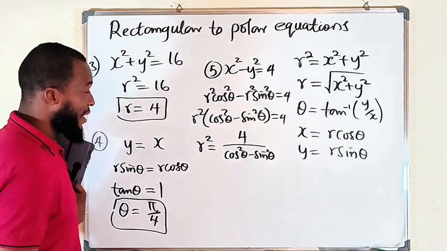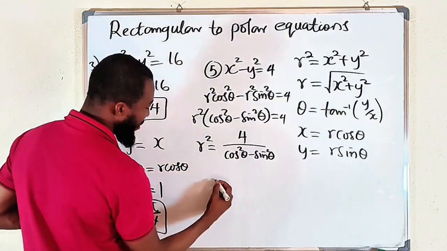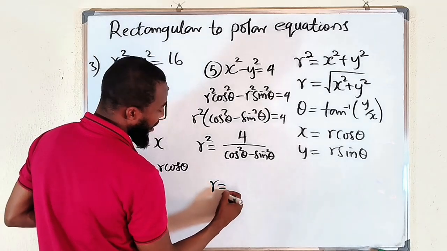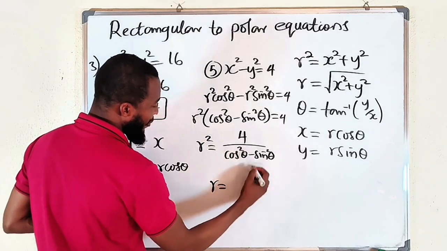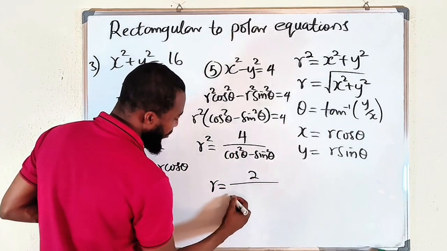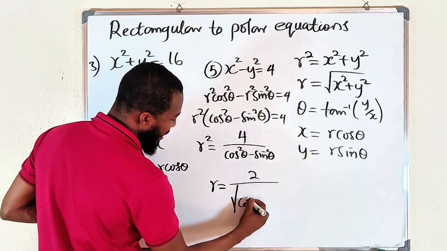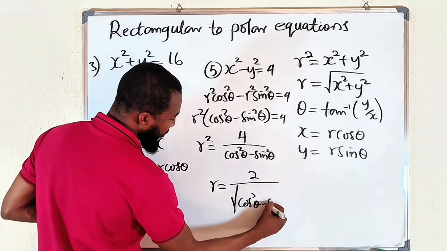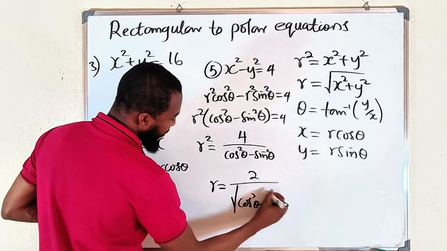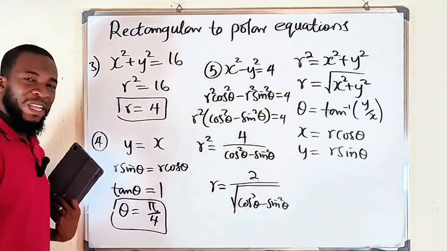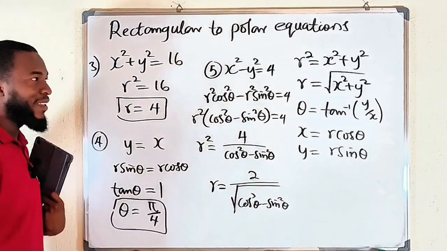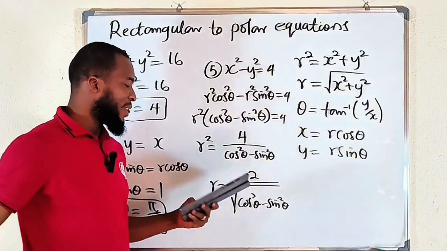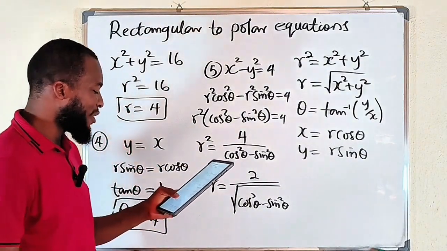Take square root of both sides. But remember, this is r, right? So r, I want to keep it positive. It will be square root of 4 is 2, divided by the square root of cosine square theta minus sine square theta. Our polar equation is this, instead of the rectangular equation. Let us move on to question number 6.